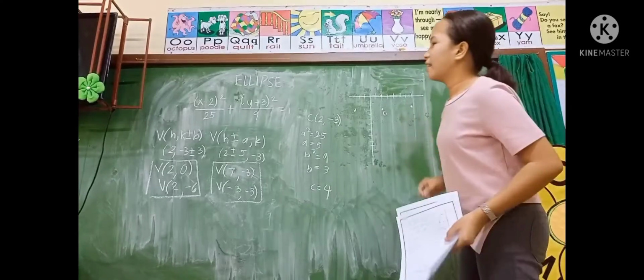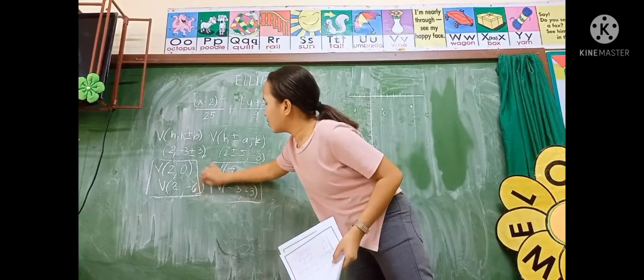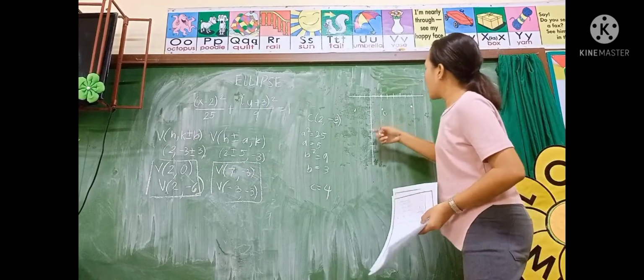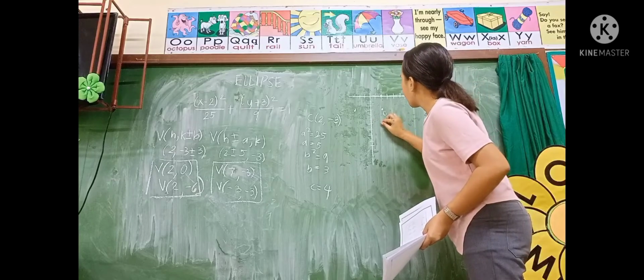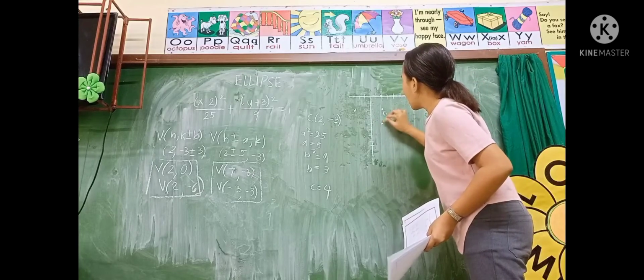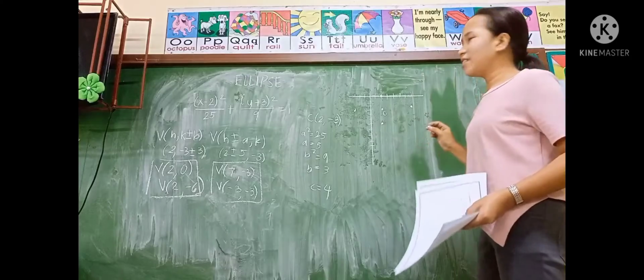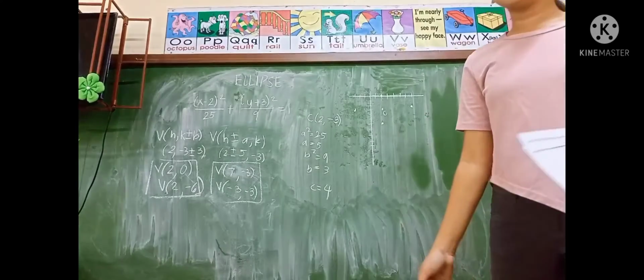Kita ba guys? And then, tapos yung isa, 2 and negative 6. 2, 1, 2, 3, 4, 5, 6. Negative 6. Tapat lang natin. Madodrawing na natin yung ating graph.